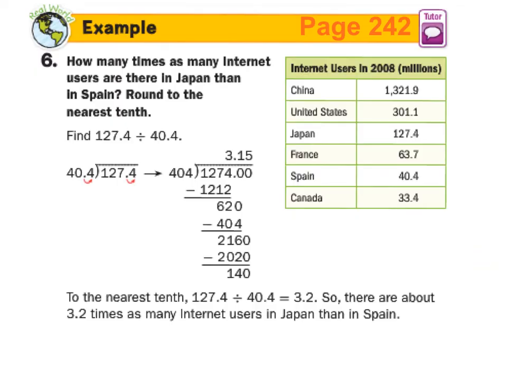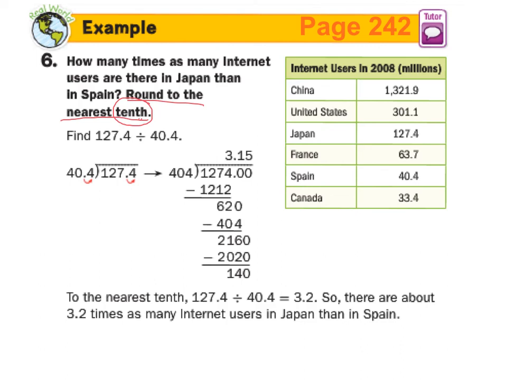Let's take a look at a story problem then. How many times as many internet users are there in Japan than Spain? And they would like us to round to the tenth. So this is nice right here. When we round to the tenth, that means we have to go to the hundredths place value, one past it, so we can do our rounding. So if my decimal keeps going and going, because they said I get to round, I know I need to just go one place value past the tenths, and then I can stop.